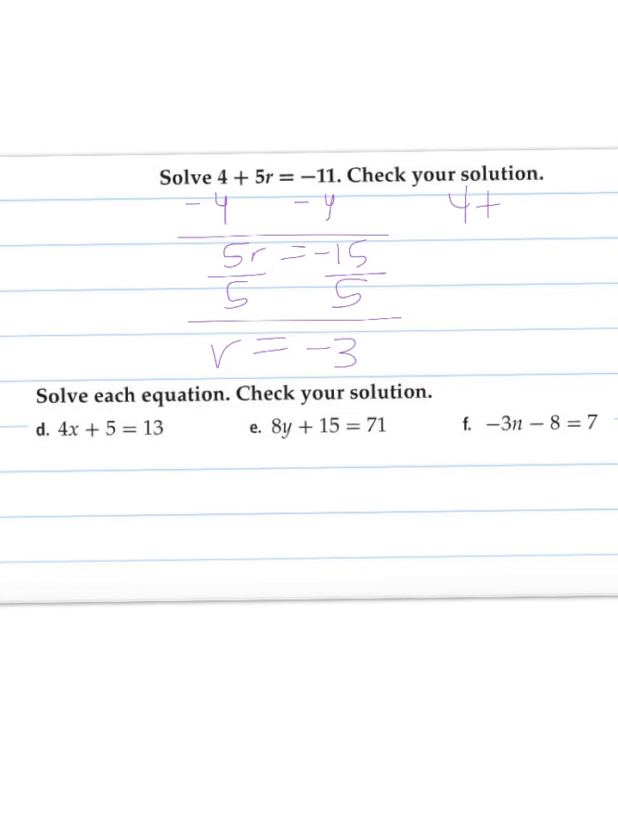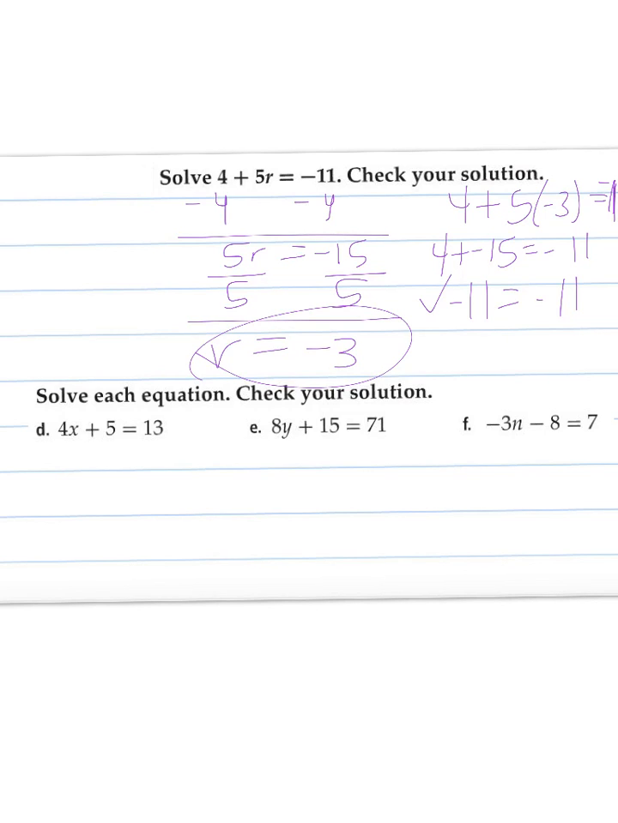4 plus 5 times negative 3 equals negative 11. There we go. Oops, and that should be a negative 11. Okay, R equals negative 3.